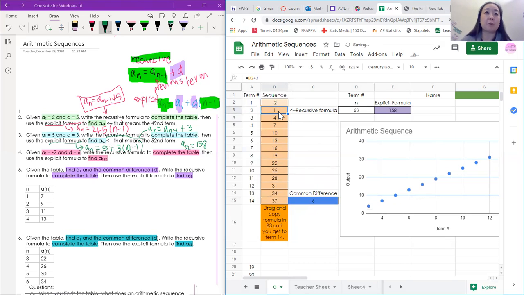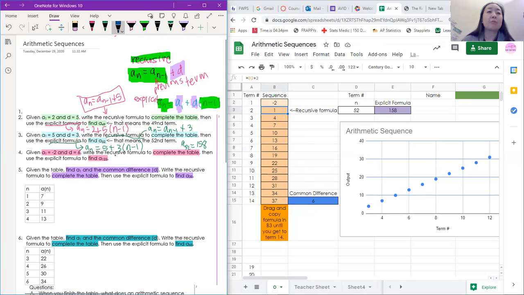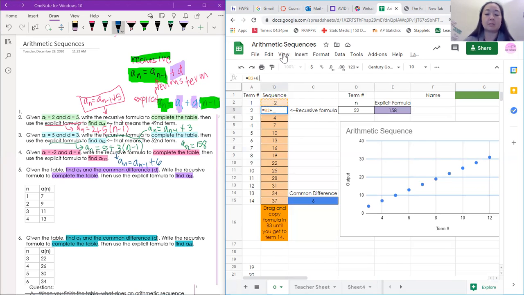Now let's see our recursive formula. Remember, our recursive formula is going to be in a different color, like blue. So recursive is going to be a sub n is equal to a sub n minus 1. It's exactly the same, and my common difference is 6, so plus 6. That's it. So instead of being plus 3, it's going to be plus 6. Now we're going to drag that down all the way to 14. What do you notice about the line? Well, it's still a line, right?